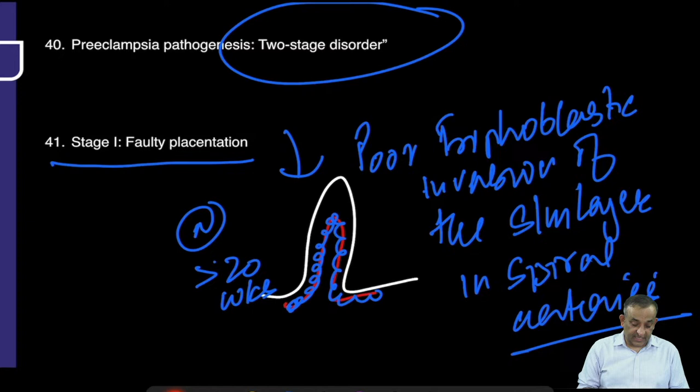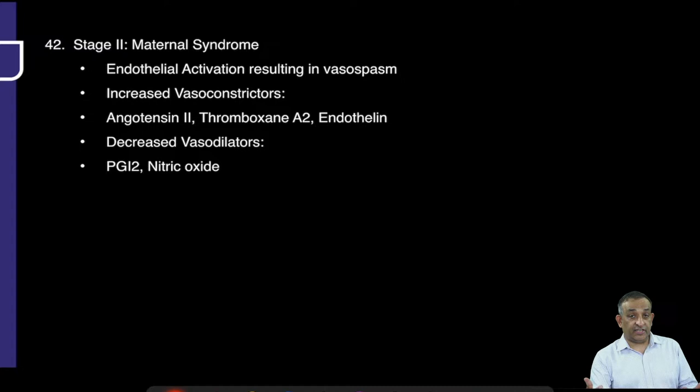Now, stage two is the maternal syndrome. Maternal syndrome is what? There is endothelial activation. One is that the placenta is not formed properly, vessels are narrow, and then there is endothelial activation, which results in vasospasm. So there will be an increase in vasoconstrictors, and a decrease in vasodilators.